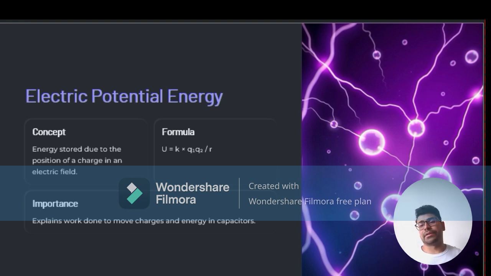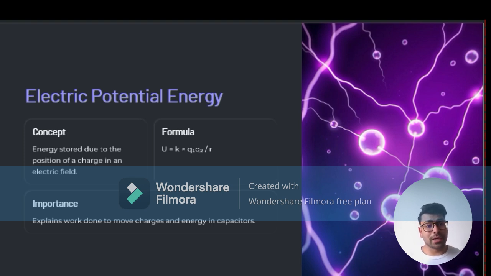Electric potential energy. Electric potential energy is the energy stored due to the position of electric charges. For two point charges, the electric potential energy is calculated as U = K × Q1 × Q2 over R. This energy is positive if the charges repel each other and negative if they attract.